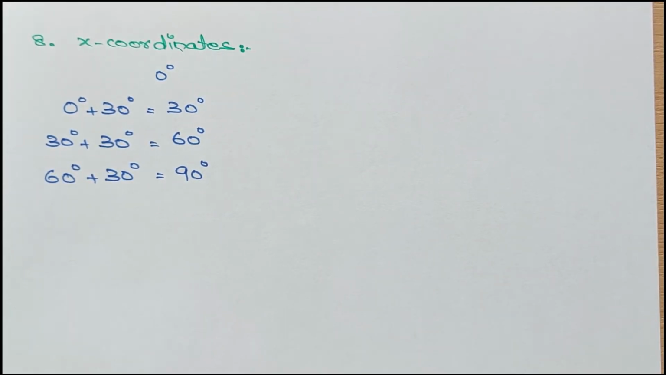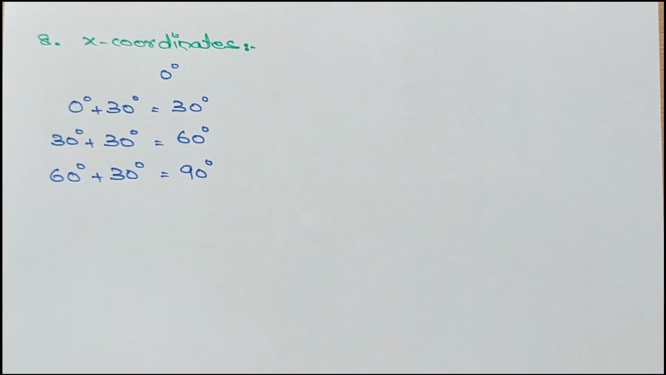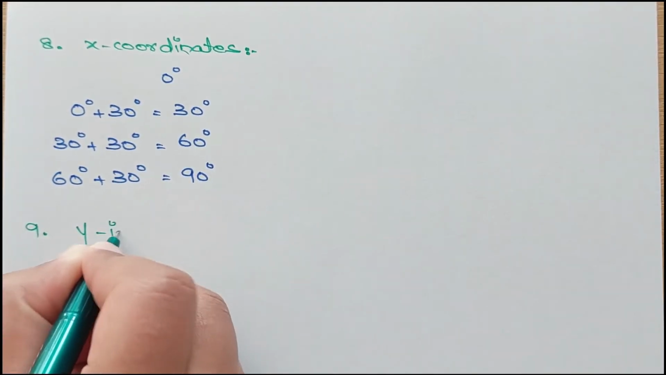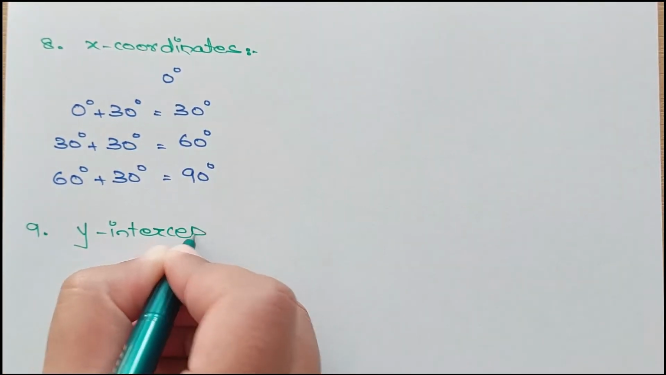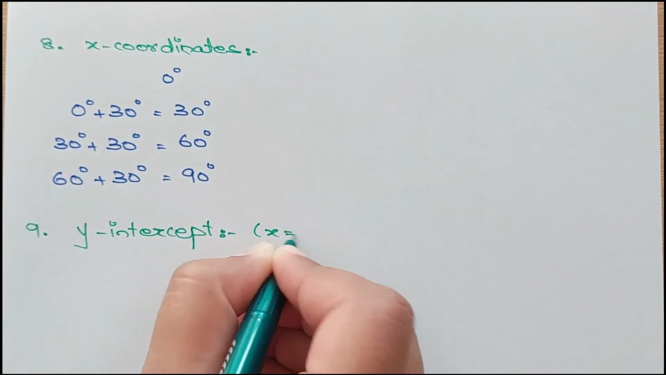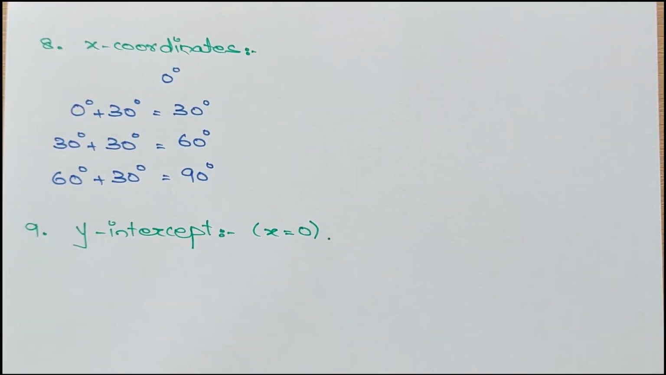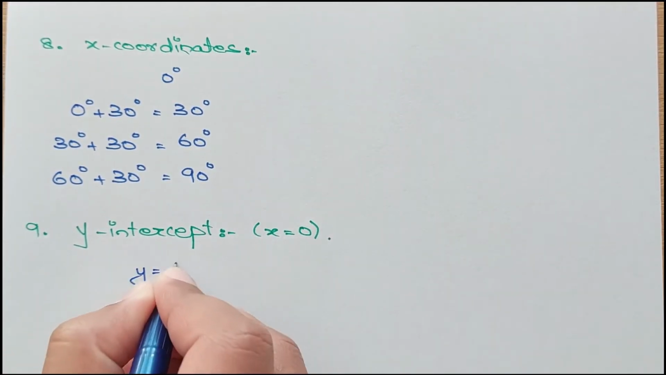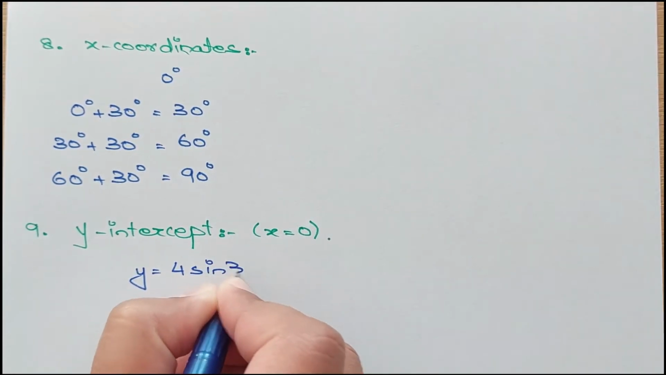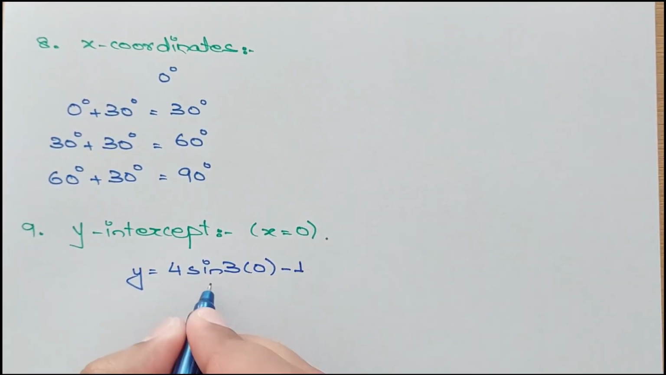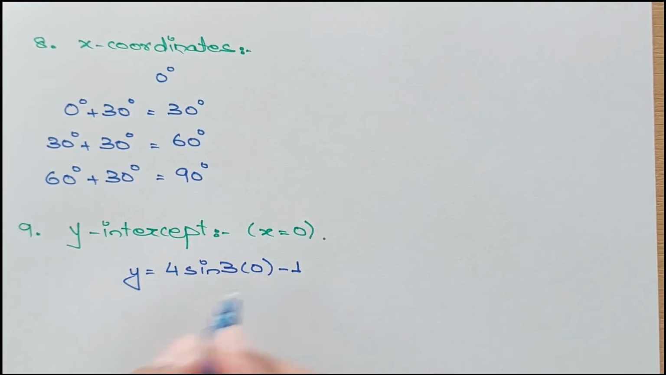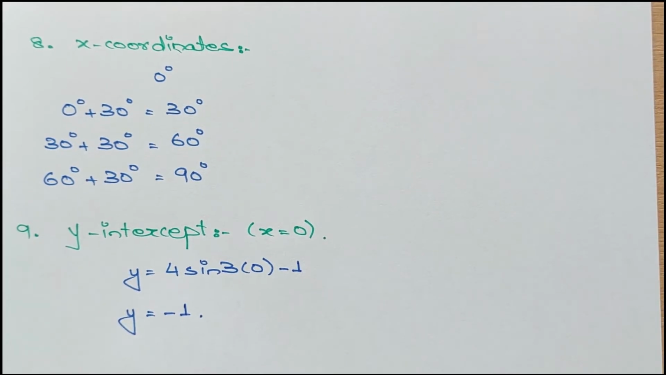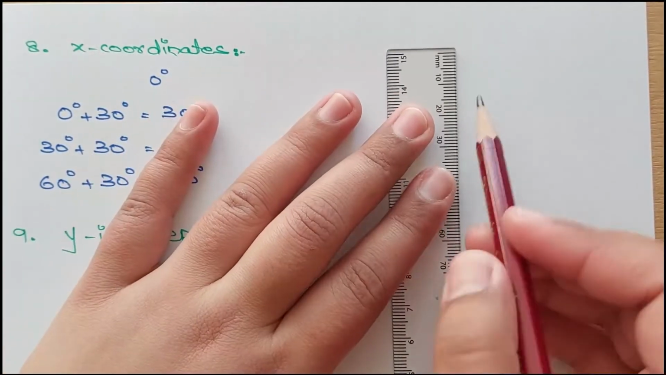Okay, now what are the y coordinates? Now let me find the y-intercept first. Yes, point 9 is the y-intercept. The y-intercept is a point when the x coordinate equals 0. So in the given curve, when x is 0, y equals 4 sine 3 times 0 minus 1. And we know that sine 0 is 0, times 4 is 0, so y equals minus 1 is the y-intercept, right? Now let me draw the curve for the sine function.